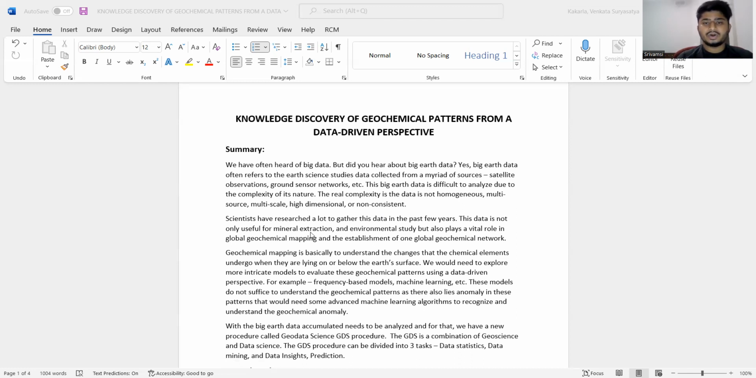Scientists have researched a lot to gather this data in the past few years. This data is not only useful for mineral extraction and environmental study, but also plays a vital role in global geochemical mapping and the establishment of one global geochemical network.